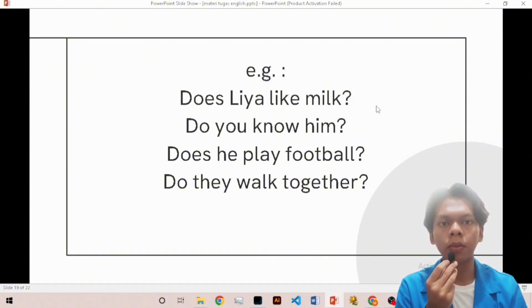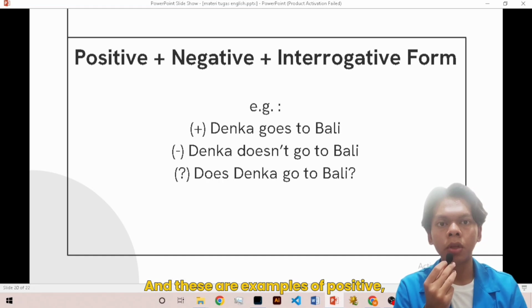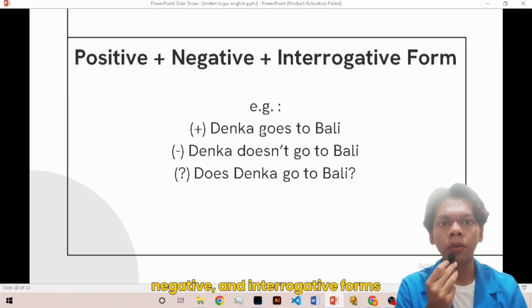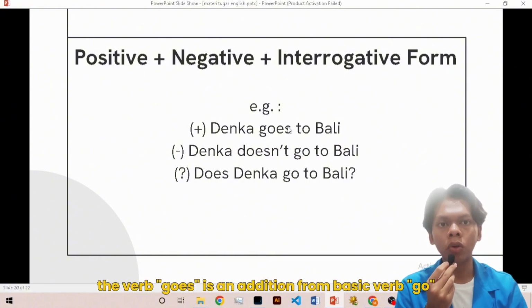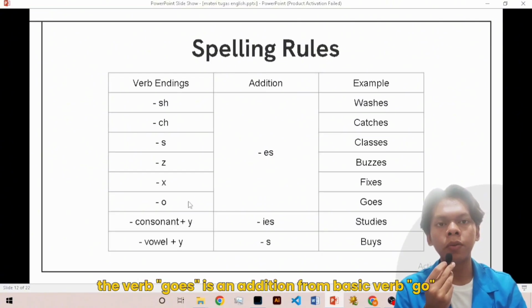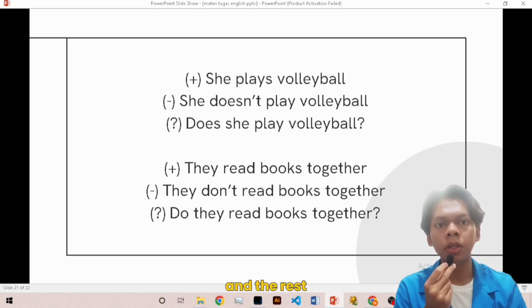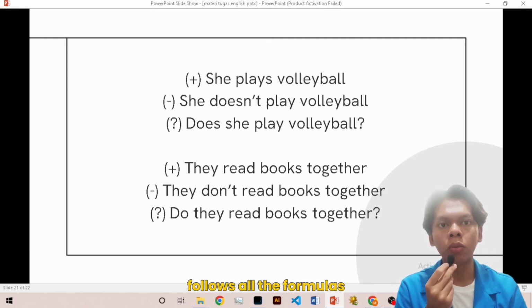And these are examples of positive, negative, and interrogative forms. Denka goes to Bali. The verb goes is an addition from basic verb go, and the rest follows all the formulas explained previously.